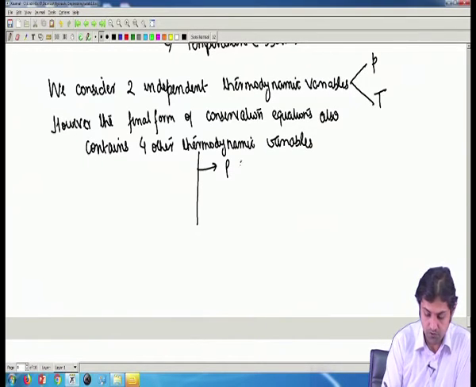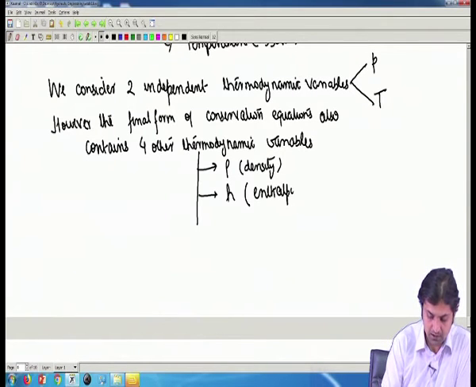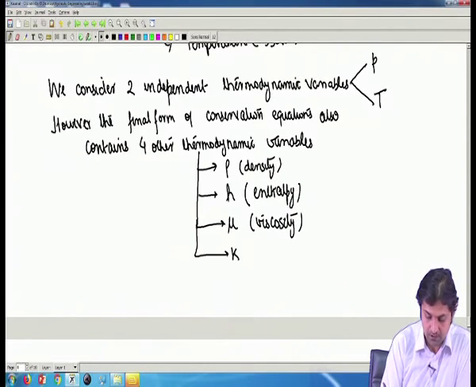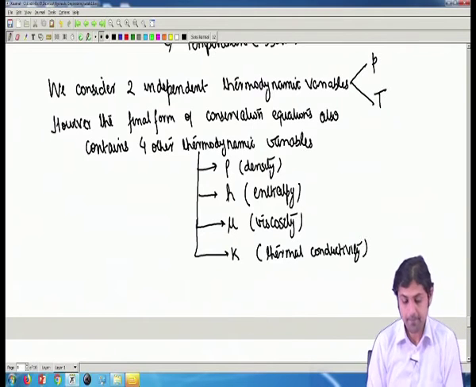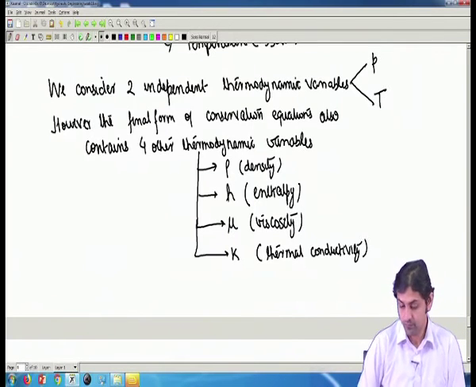One is rho, also called density. Second is H, that is enthalpy. There is mu, viscosity, and K, thermal conductivity. All right.